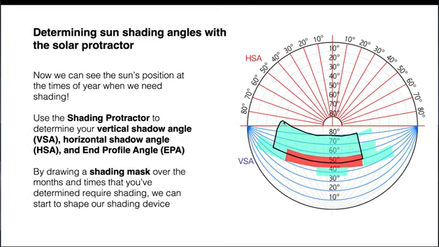And again, this is the solar shading protractor, which is going to help us determine our HSA, our VSA, and our EPA. And those are going to help us decide how big to make our different shading devices.